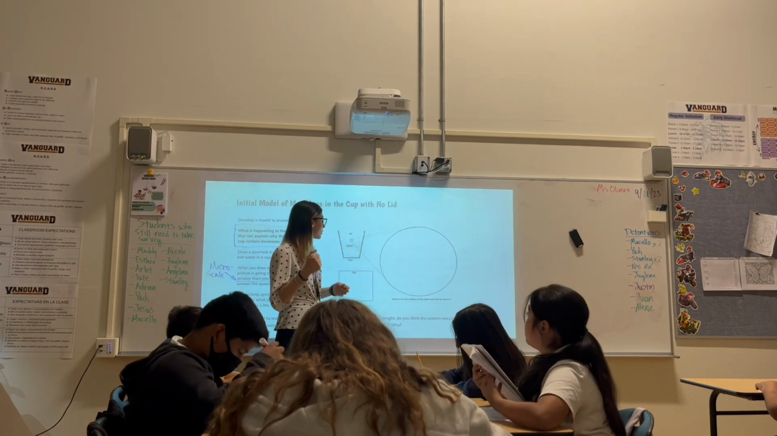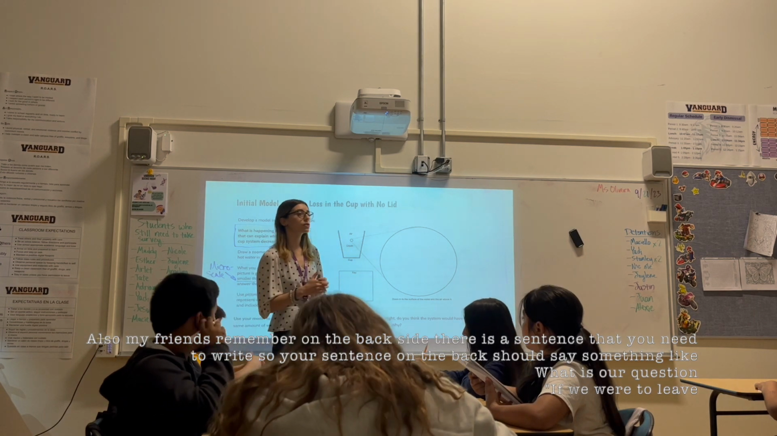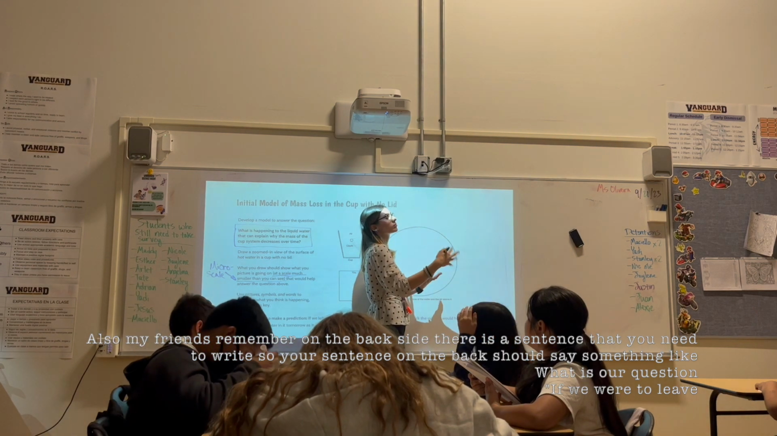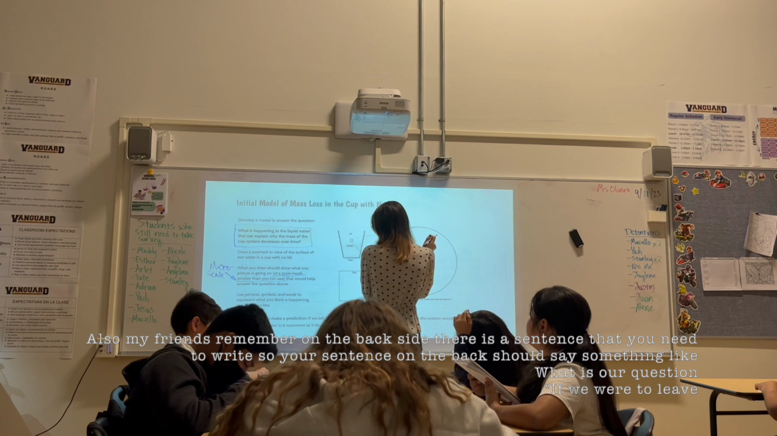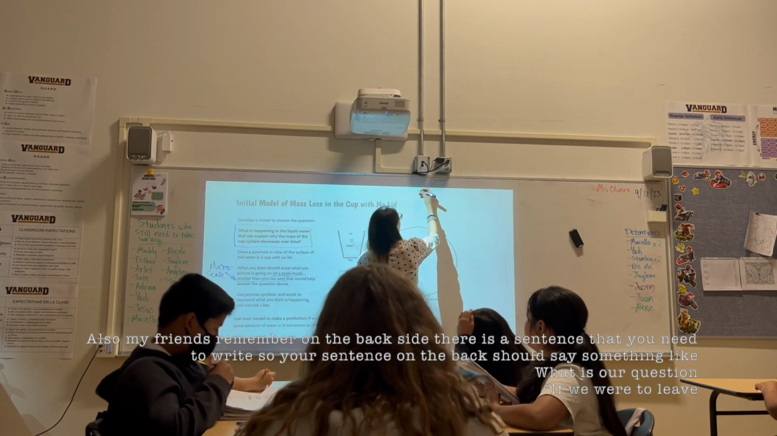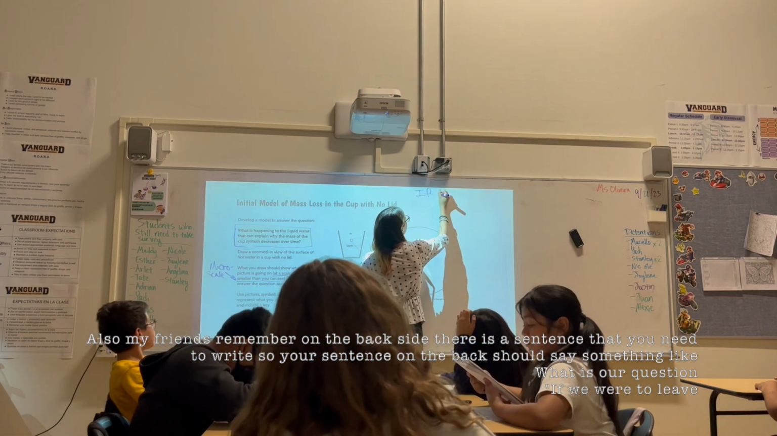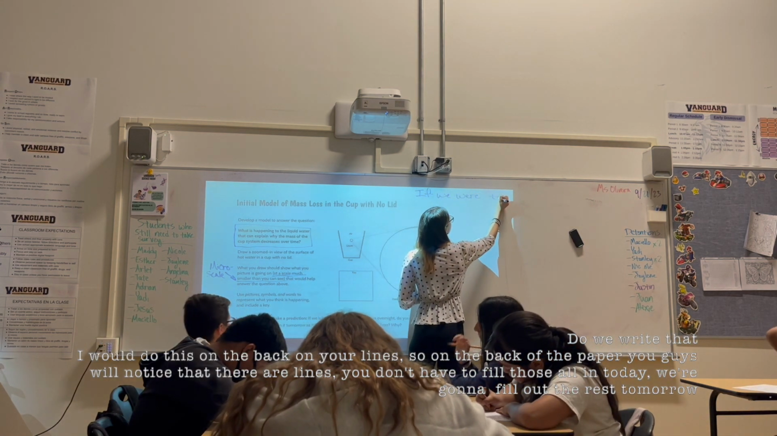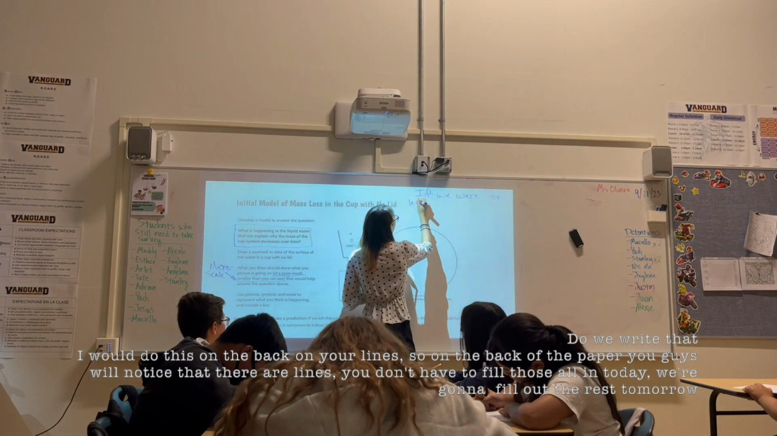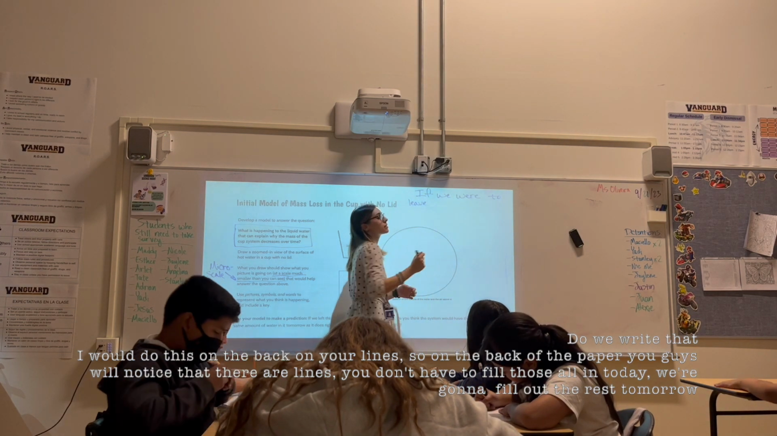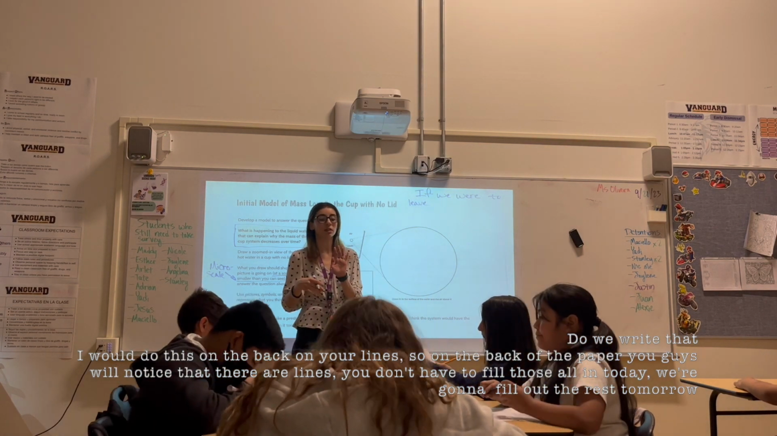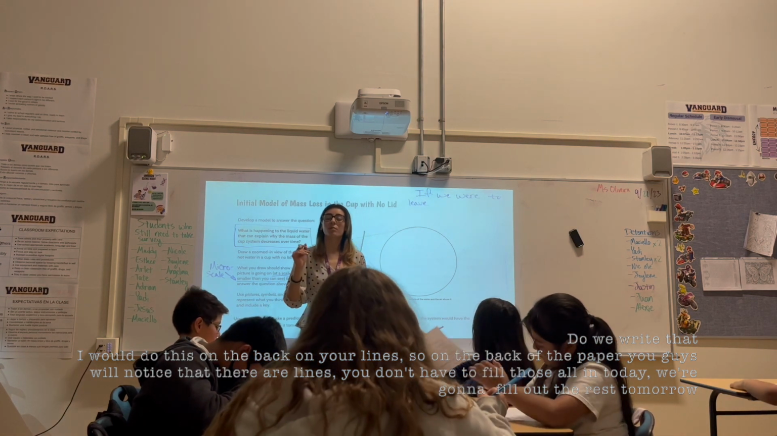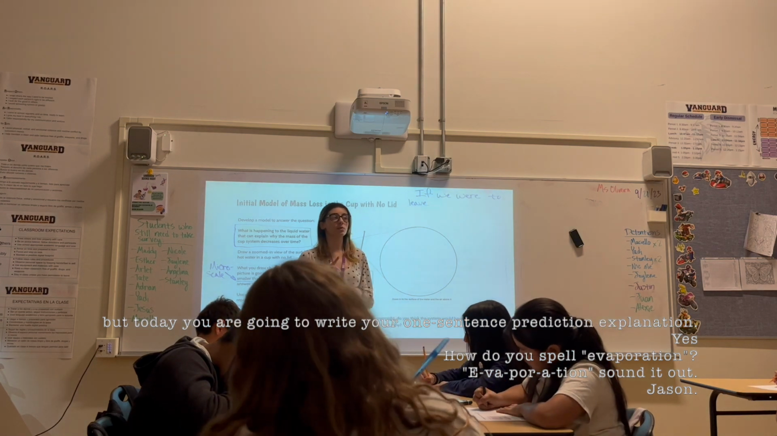Also, my friends, remember on the back there's a sentence that you need to write. So your sentence on the back would say something like, what is our question? Model, make prediction. I would do this on the back on your lines. So on the back of the paper, you guys will notice you have a lot of lines. You don't have to fill those all in today. We're gonna fill out the rest tomorrow. But today you are gonna write your 1 sentence prediction explanation.